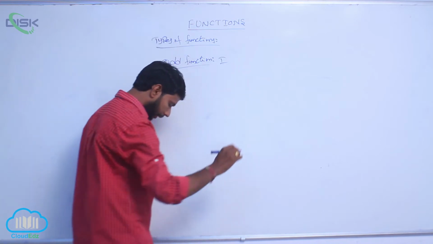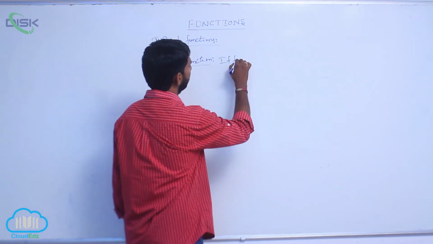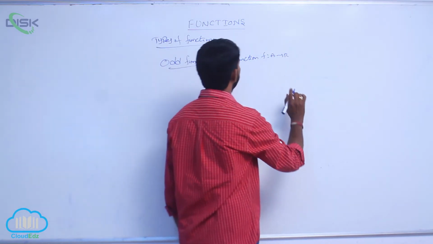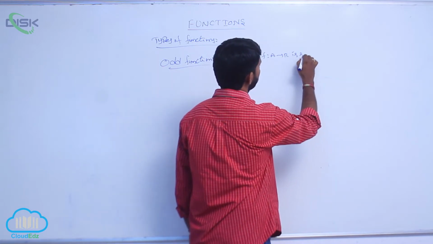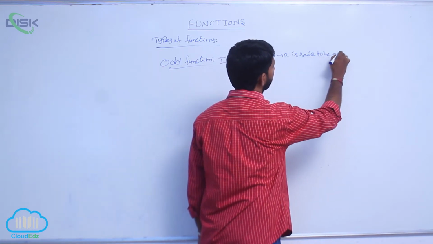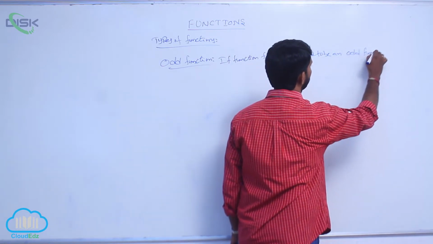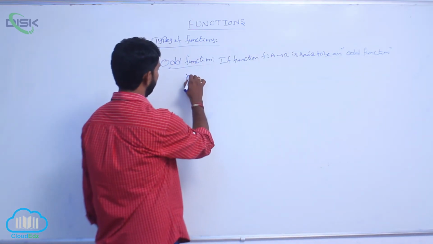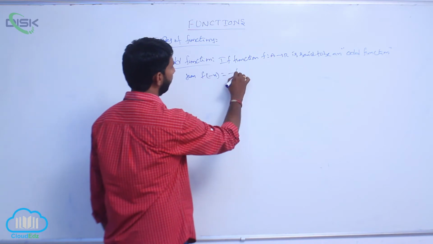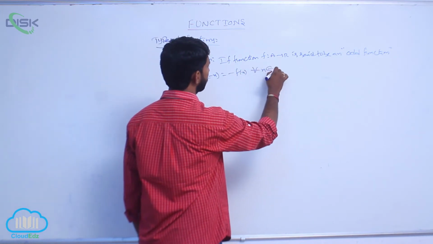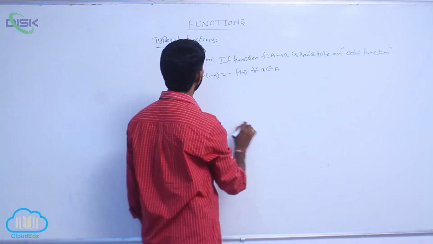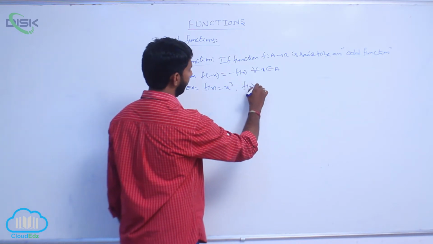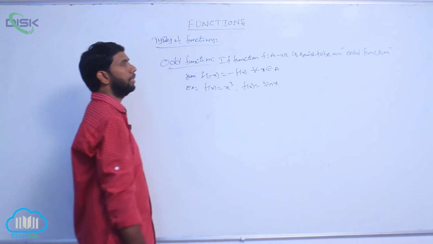Odd function. If the function f mapping from A to R is said to be an odd function, then f of minus x equal to minus f of x for all x belongs to A. Example: f of x is equal to x cube, f of x is equal to sin x.